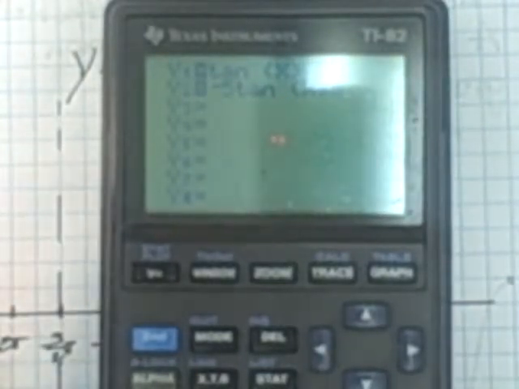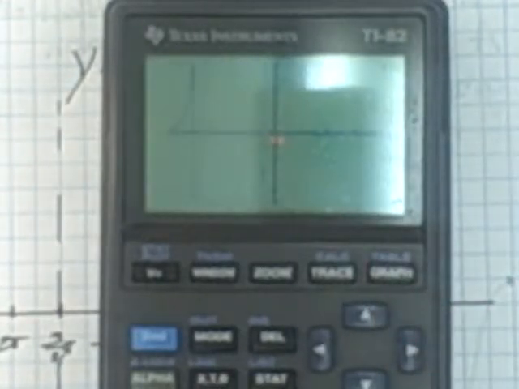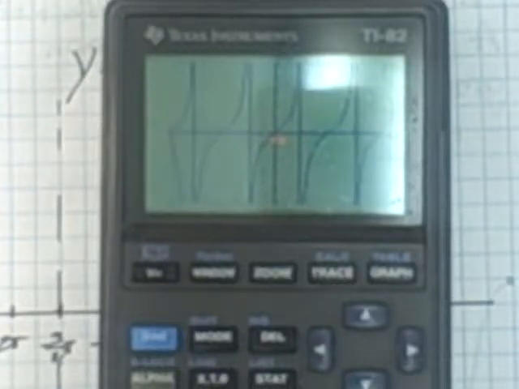And let's see what happens here. Hit the graph. There's the regular tan x one. And here's the negative one. Okay. Notice that the negative one has switched it. Instead of going the same direction, it's going the opposite direction now. And it's still less steep.